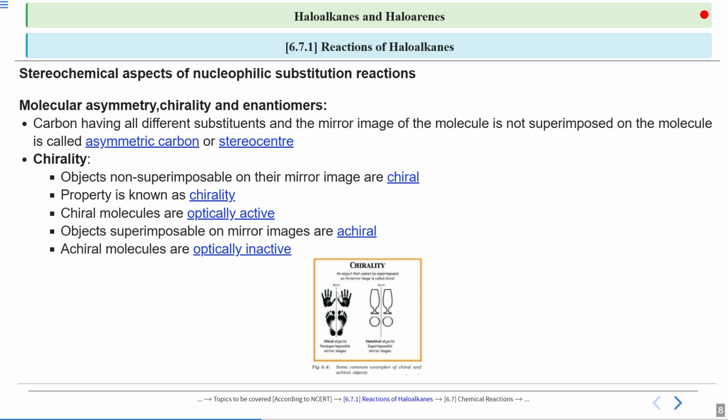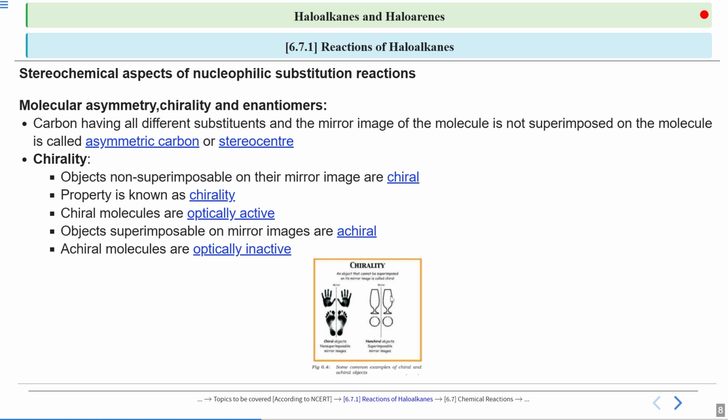If you take one hand, put a mirror in between, and draw its mirror image, you know that because this is the thumb, in the mirror image the thumb will also be nearest to the mirror, right? In the image also, you can see this is the mirror image of this hand. When you place this mirror image of the hand onto the initial hand, it will not be superimposed, right? So these are chiral.